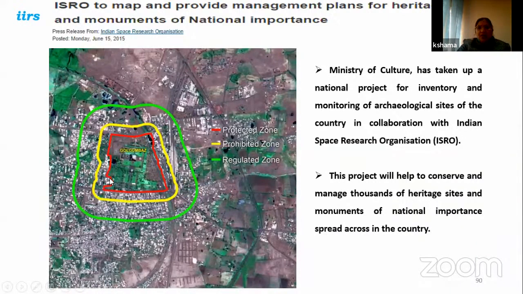identify all like cultural heritage or monuments of national importance, and they want to identify the prohibited zone, regulated zone and protected zone, so that over a period of time in this area they can see how development is taking place and how these activities are changing this area.